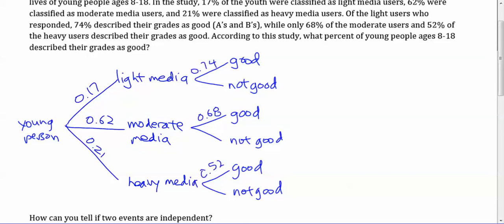Hopefully these are the numbers that you got. Now, in order to answer this question, what percent of young people describe their grades as good, there are 3 different branches that I'm going to care about, because they could have had light media usage and had good grades, moderate media, or heavy media. So go ahead and calculate the total probability, what percent of young people describe their grades as good.